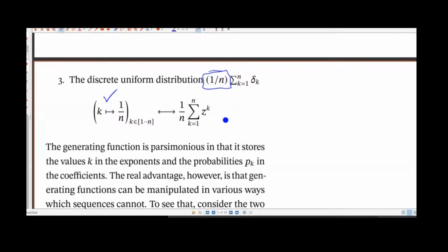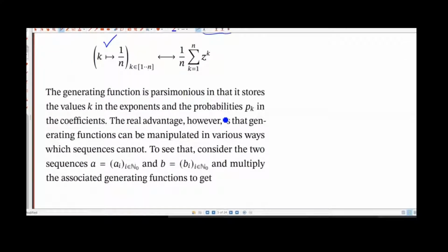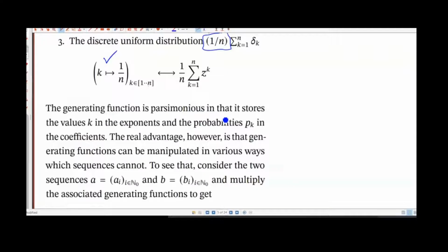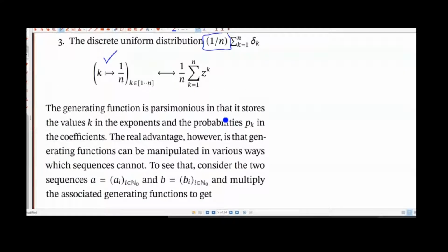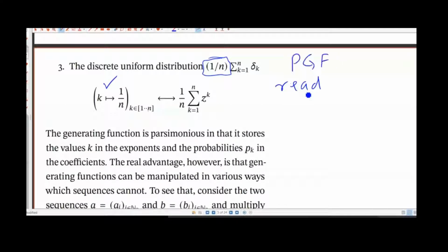So the strengths of this, and this is what we call the PGF, probability generating function, because you can read the probabilities. If I give you a PGF, the PGF contains two pieces of information. It contains the probabilities as well as the values. So you don't even need to say separately what the support is, because the expression itself is telling me the support, because it goes from 1 to n.